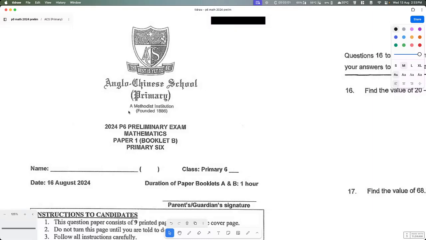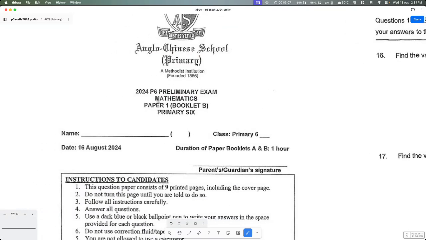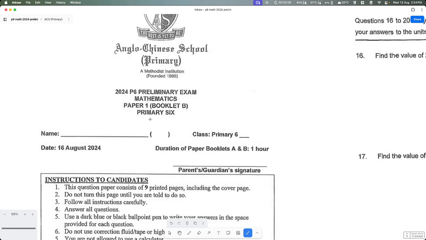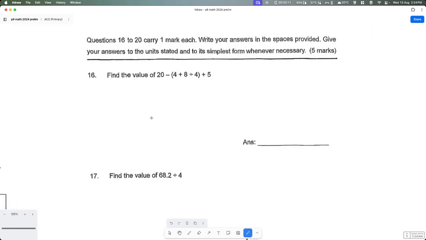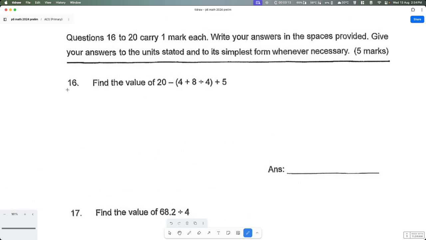In this video, we're going to go through the Anglo-Chinese School Primary 2024 P6 Preliminary Exam Mathematics Paper 1. So let's get started on the first question. Question 16: find the value of 20 minus (4 plus 8 divided by 4) plus 5.